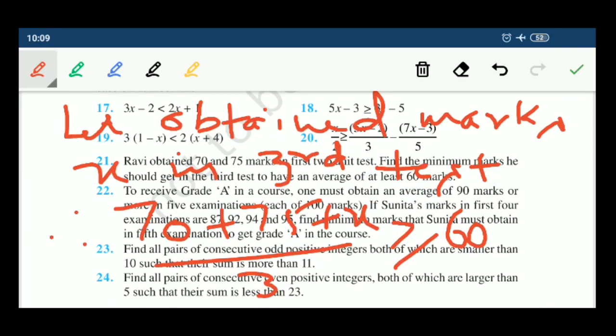Let the marks obtained by Ravi in the third unit test be x, and according to the given condition. What is the given condition? He should get in the third test an average of at least 60 marks. So you will find the average of these three tests. And we know what the average is: the sum of all the given marks divided by 3, which is greater than or equal to 60. See, why do we have to use this sign? Due to the presence of the word at least.